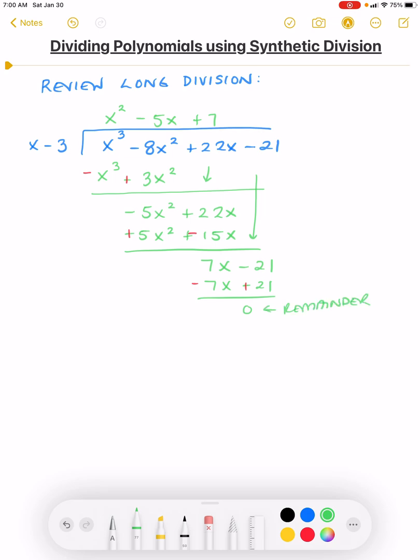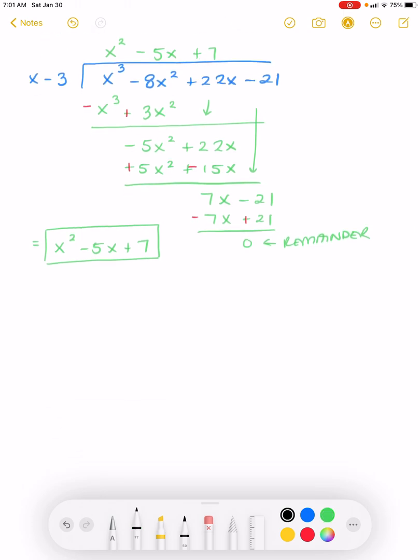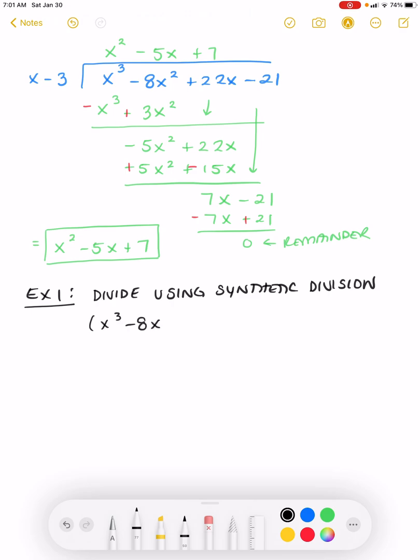Getting a remainder of 0 means that x minus 3 is a factor of this cubic polynomial. To be a factor of something means that it divides into it. So here is the quotient, x squared minus 5x plus 7. Now let's start with example 1, and we are going to divide these same polynomials using synthetic division. I'm going to leave this long division problem in the frame so that we can make comparisons and connections between the two.